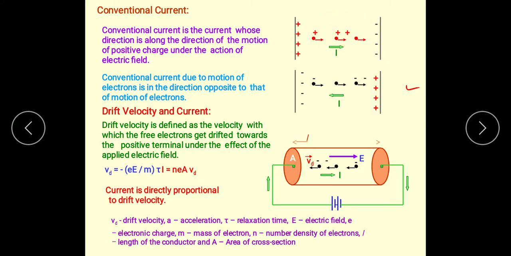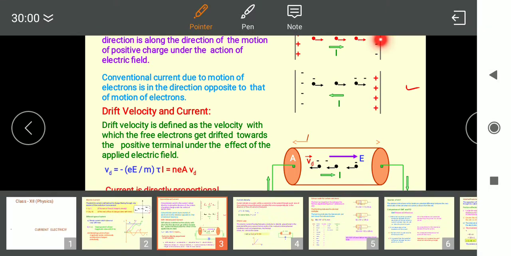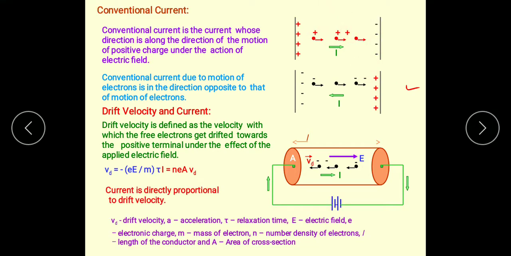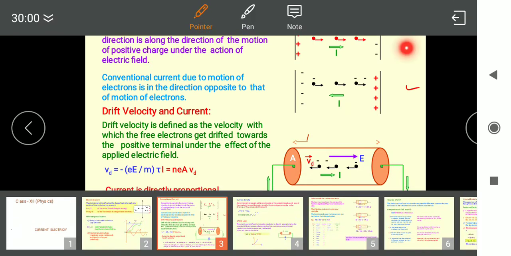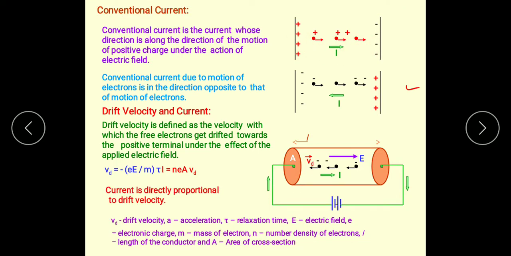Now we know that positive charges are attracted towards the negative side. Positive and negative attract each other, so all the positive charges are attracted towards the negative plate, and since they move from the positive to the negative side of the conductor, we have defined that the direction of the current will be the direction of the positive charges. So positive charges flow from positive to negative, so current will also flow from positive to negative. So this is the conventional current.